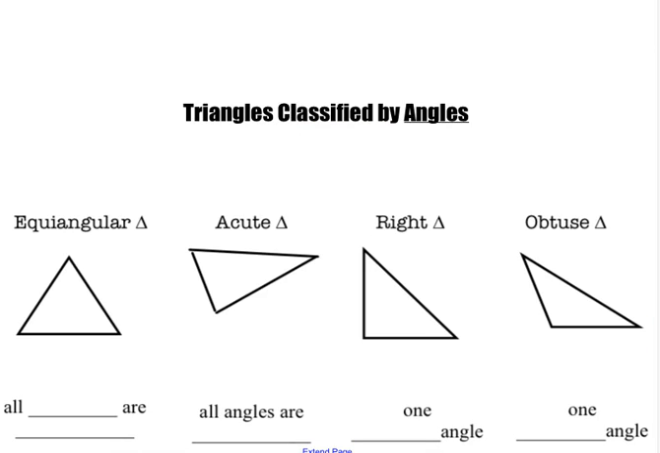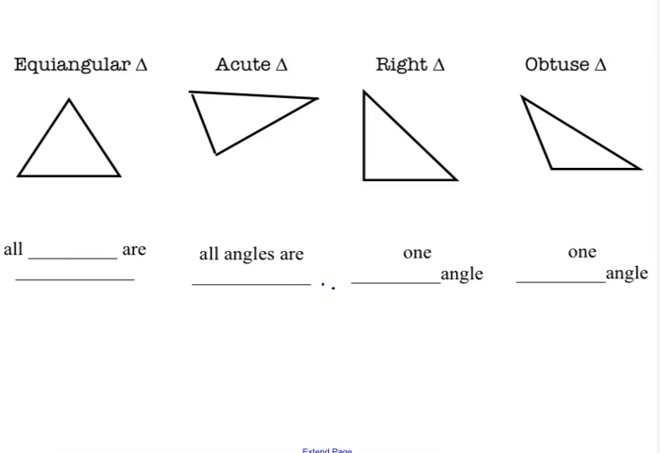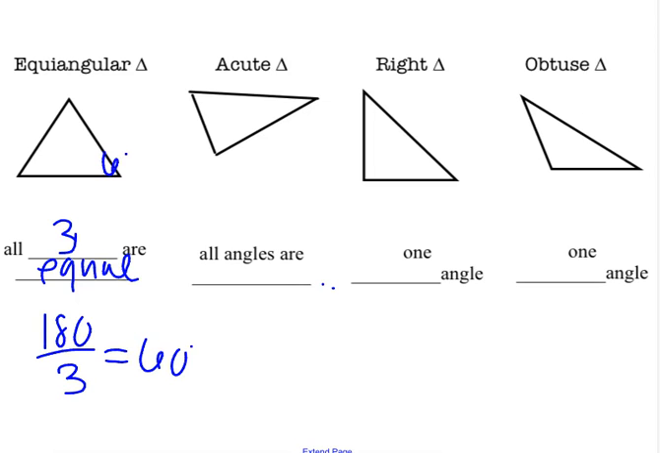Classifying triangles, we can do it in two ways. The first way is by their angle measures. So, start there. An equiangular triangle is where all three angles are equal. So, we know that there's 180 degrees in a triangle. I have three angles, so if they're all equal, they must all be 60 degrees.